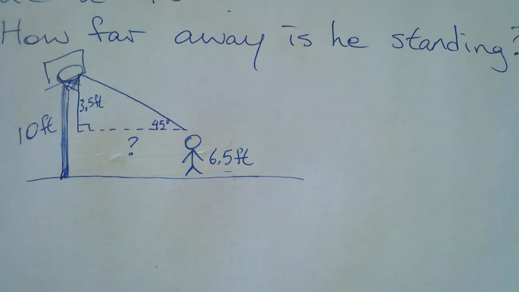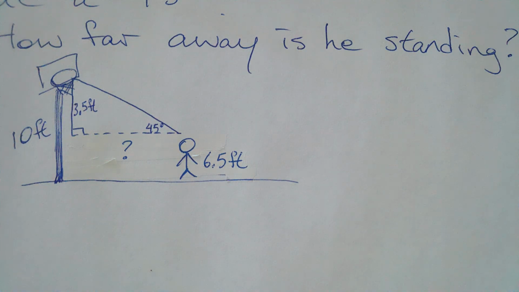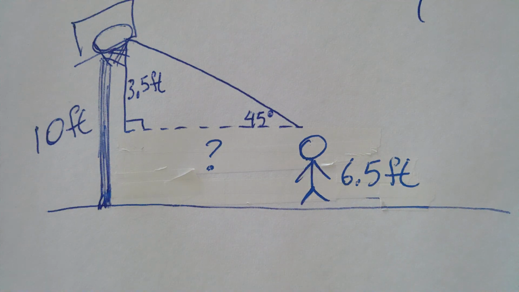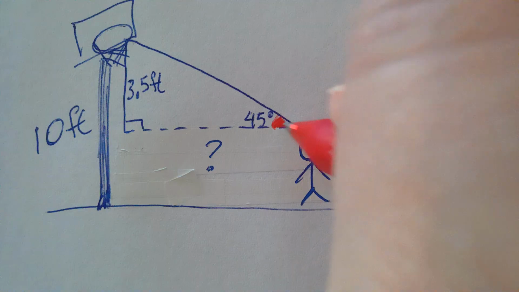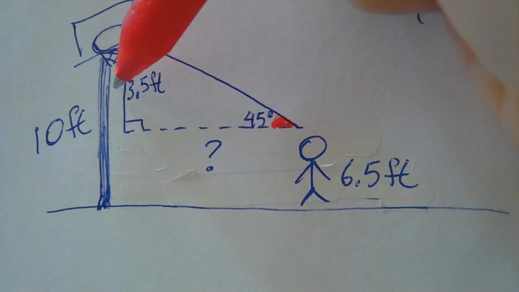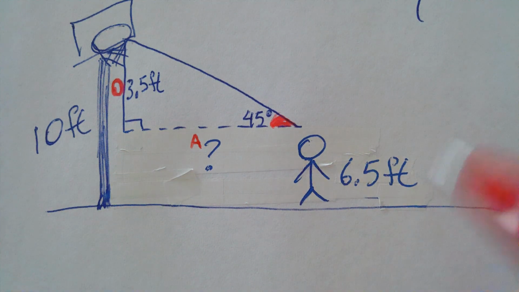Are we following along so far? Okay, so now just looking at this diagram, I have to label the H, O, and A. I'm looking from this 45-degree angle. This side is H, O, or A? Right side is A, O. Good. And I'm trying to find? A. Good. So O and A, SOH CAH TOA.